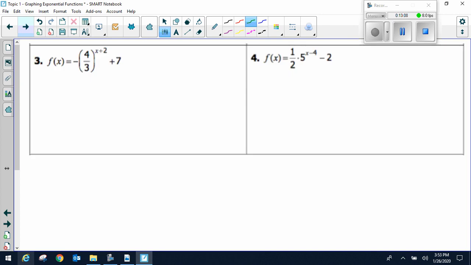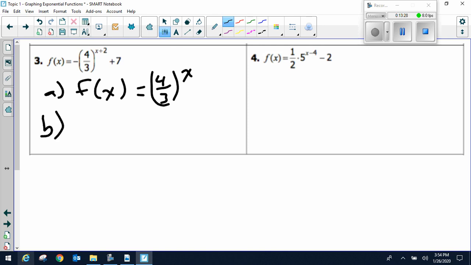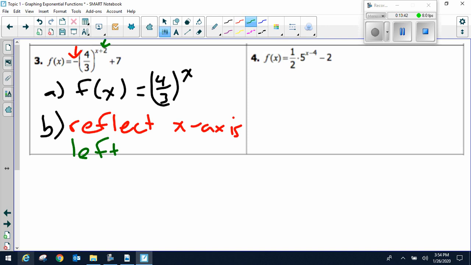All right, they want me to identify the transformation here. So first, my parent function, let's start there. Is f of x equal to 4 over 3 to the x. So these parent functions could have different numbers for b. So when you're looking at the transformation, that negative in the front, you got this negative here. It's going to reflect it over the x-axis. You have a positive 2 there. That means it's going to go left 2 units. And you have a positive 7 here, which means it's going to go up 7 units.